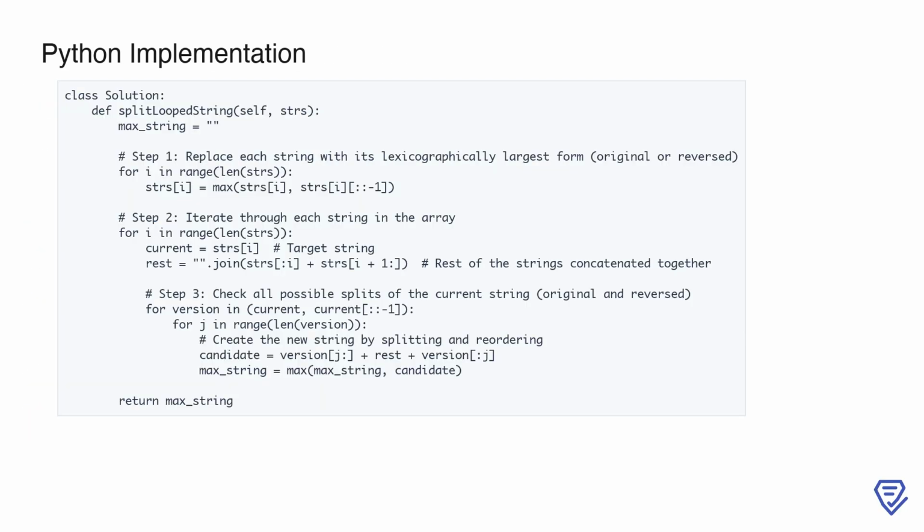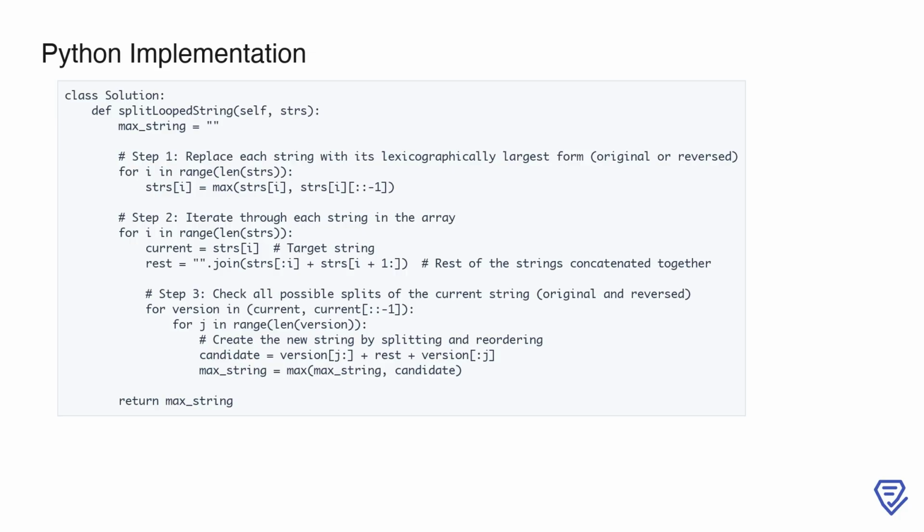The provided solution addresses LeetCode problem number 555, Split Concatenated Strings. The objective is to generate the lexicographically largest string by rearranging and reversing parts of the input strings. Step 1: The algorithm begins by ensuring each string in the input list strs is replaced with its lexicographically largest form, either the original or its reverse. This transformation ensures that subsequent operations are performed on the most optimal version of the strings.